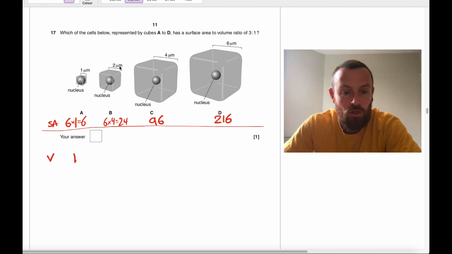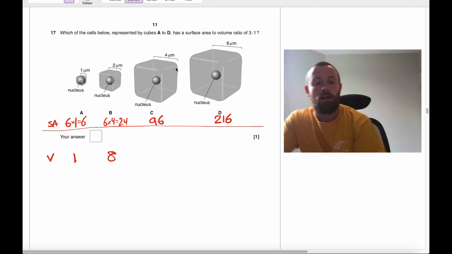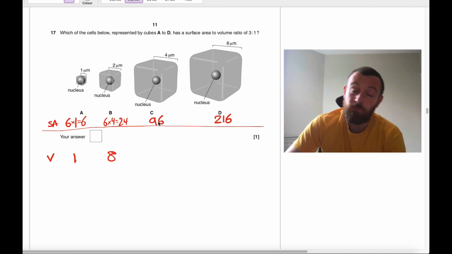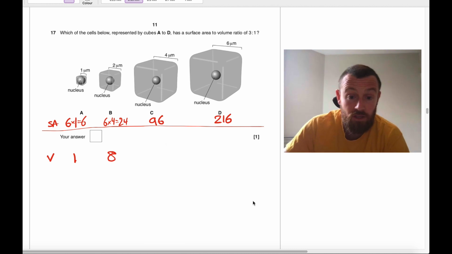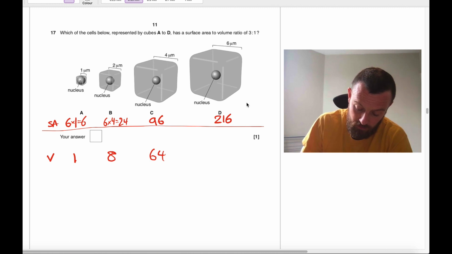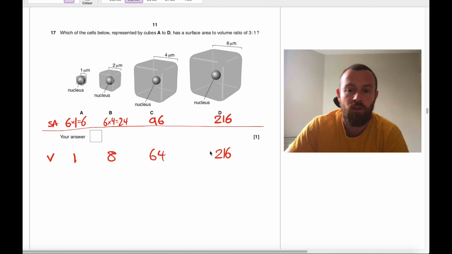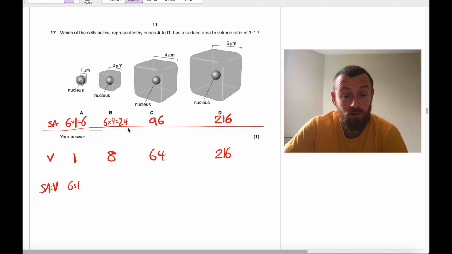So that's just 1. 2 cubed, 2 by 2 by 2 is 8. 4 cubed is 4 times 4 is 16. 16 times 4 is 64. And 6 cubed is 6 times 6 times 6 equals 216. Okay, so therefore, this is going to have a surface area to volume ratio. This is surface area to volume, so this is going to be 6 to 1. This is going to be 3 to 1. Ta-da! There we go, that's what we want.